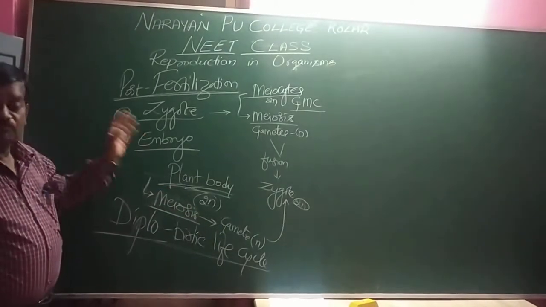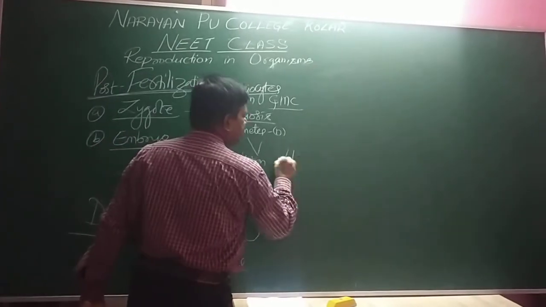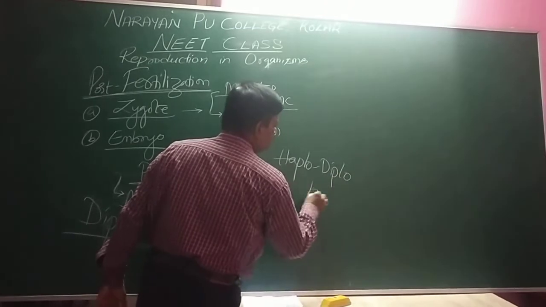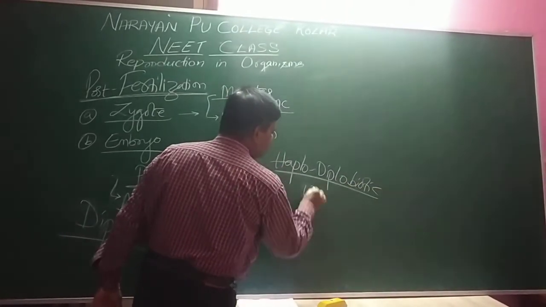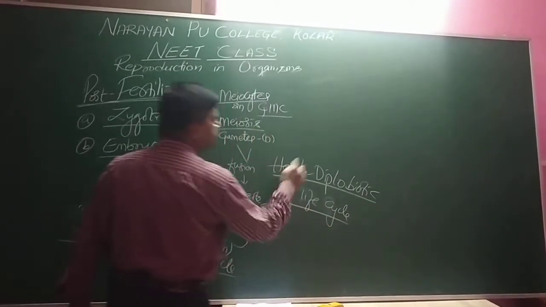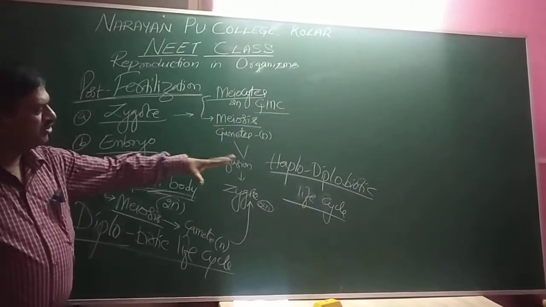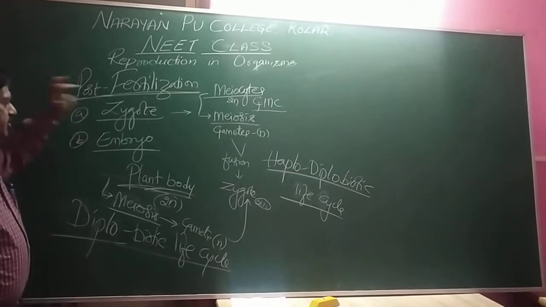In some plants, the haplodiplobiontic life cycle is also present. Here, haploid and diploid phases alternate, hence it is called the haplodiplobiontic life cycle. So this is about the zygote.